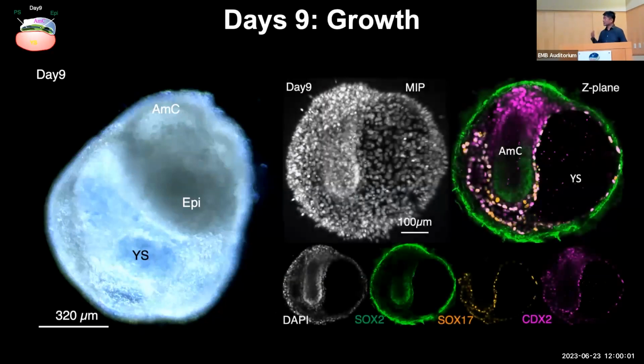And here is a cross section of one of the structures. We can indeed see the yolk sac-like cavities here are much bigger. The amnion cavity here is smaller, but marked by these epiblast cells, which are SOX2 positive cells, and CDX2 here marking the amnion epithelium. So this strongly suggests the amnion specification and differentiation is complete in these structures.